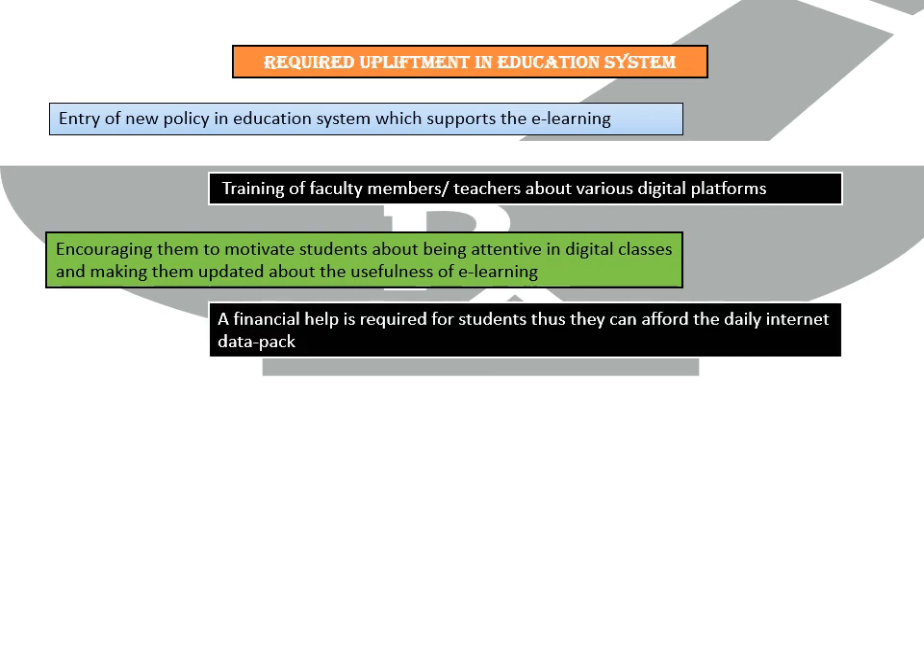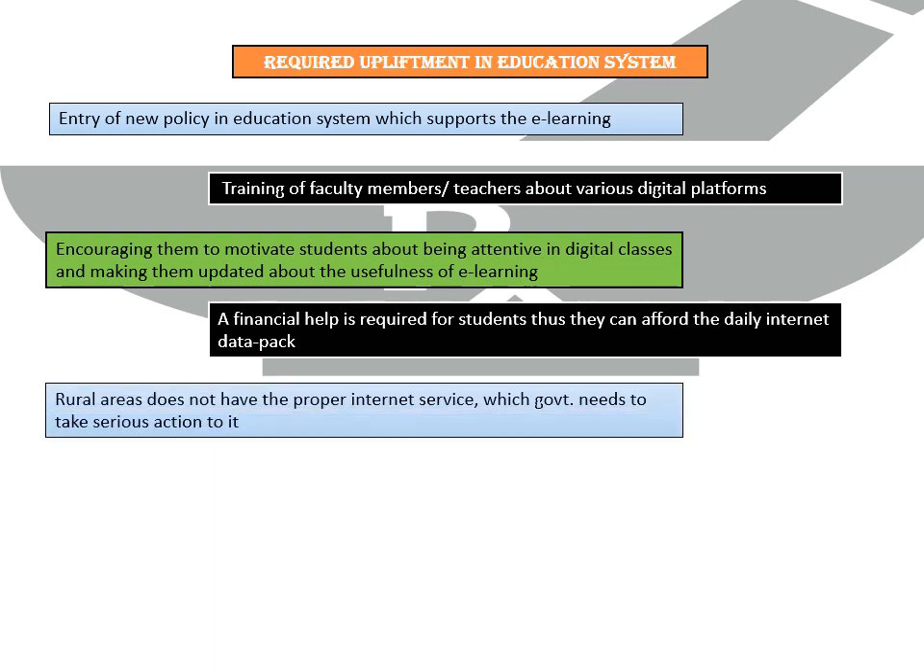Financial help is required for students, so they can afford the daily internet data pack. It is one of the very important things, because the internet is a preliminary requirement right now in everybody's daily life. It's not like all of the students can afford those data packs. So that help or some kind of scheme should be there.